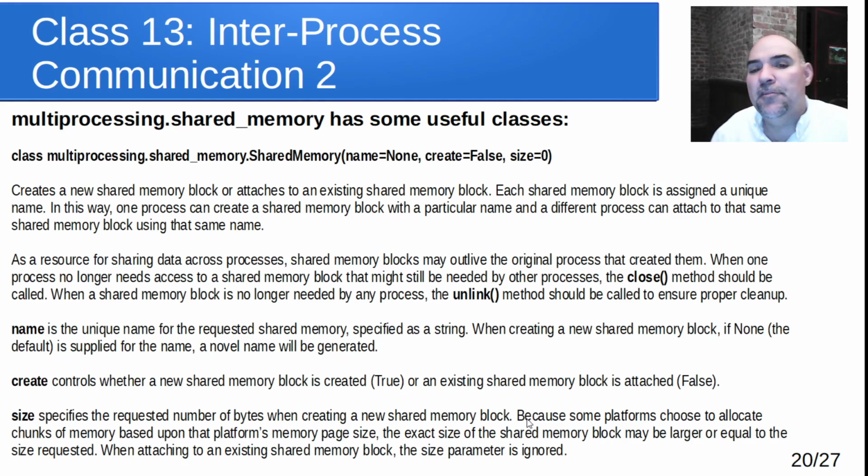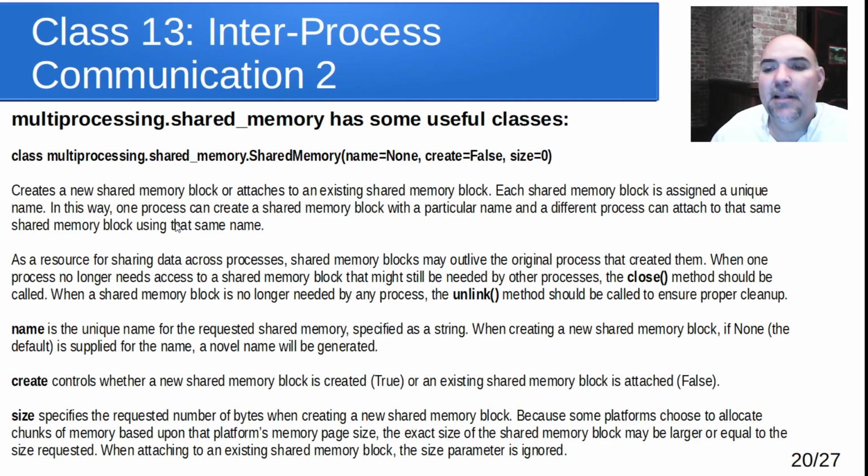Now, there's some useful classes in there. The main one is multiprocessing.shared_memory.SharedMemory, and notice that is a capital S. And notice that we give that shared memory a name. There's also this create equal that starts off as false, and there's the size that we want it to be. But basically, when you create an instance of one of these shared memory objects, it creates a new shared memory block or attaches to an existing shared memory block.